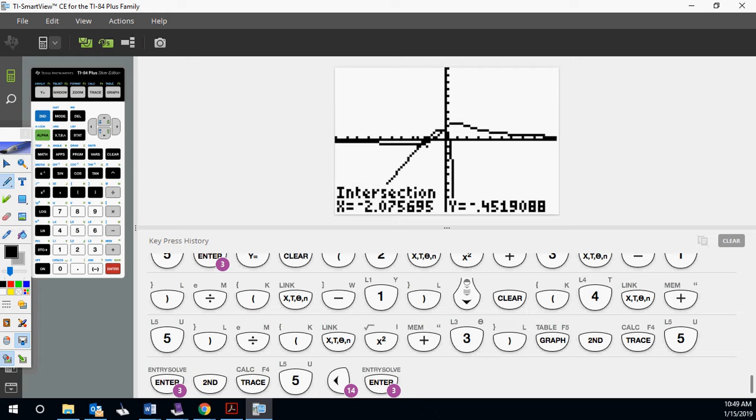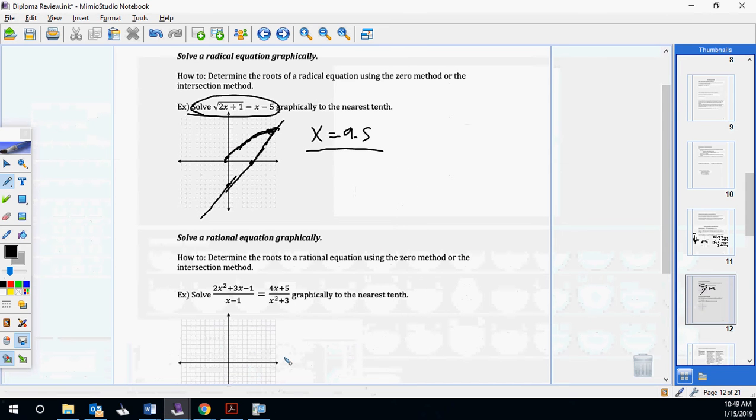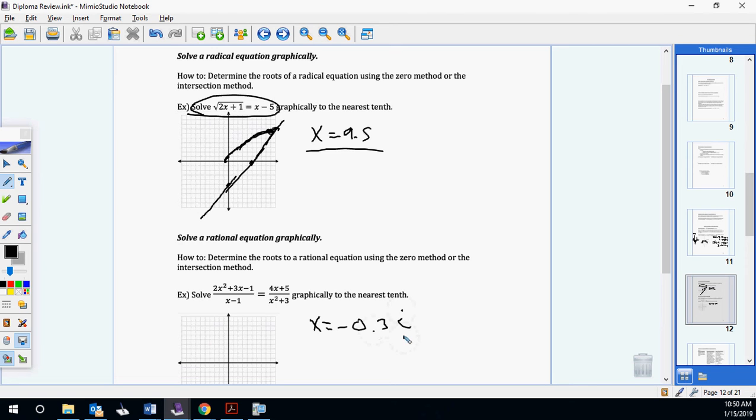Okay. Questions? Pretty straightforward, right? All right, then we're going to review asymptotes and point discontinuity. So again, for these, I'll just write the answers right here. We got x equals negative 0.3 and negative 2.1. Okay. All right, third page, last page.